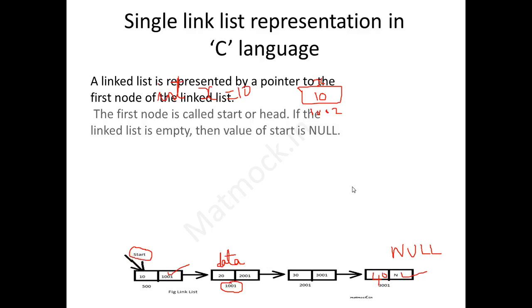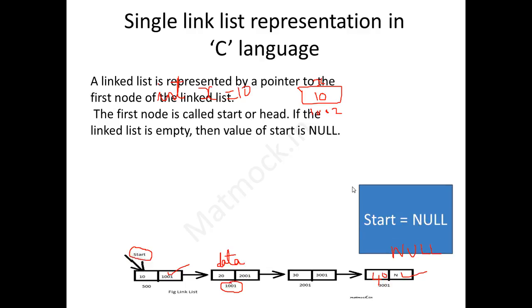Now see here, the first node is called start. If there is no node in the linked list, then where will the start point? Start will point to null.